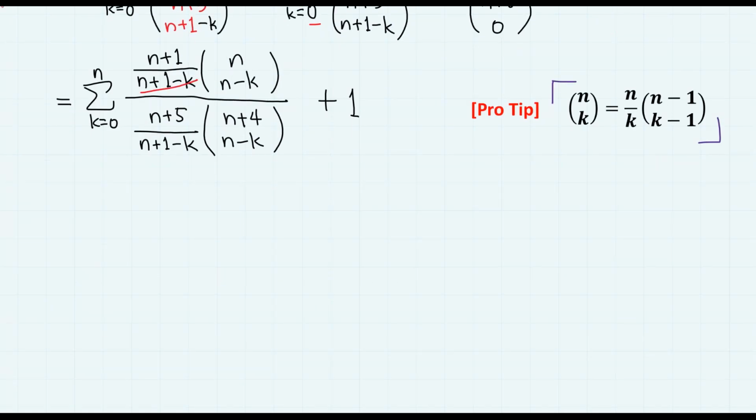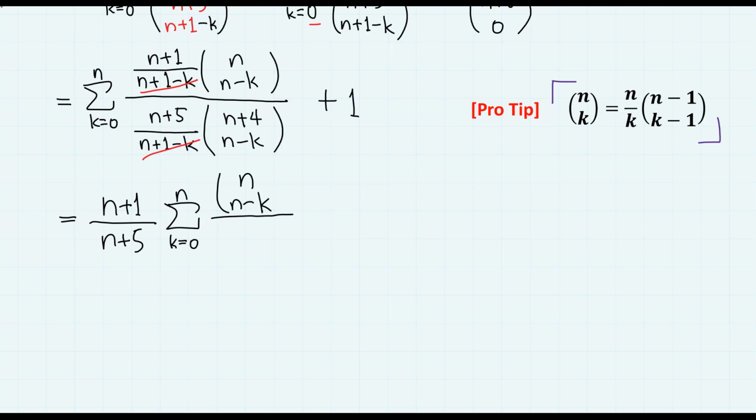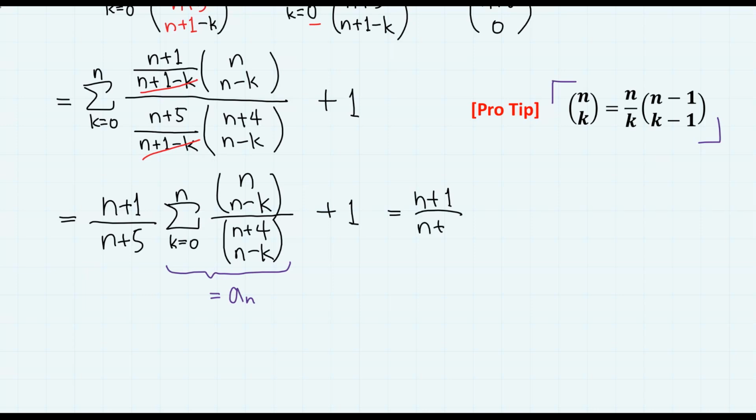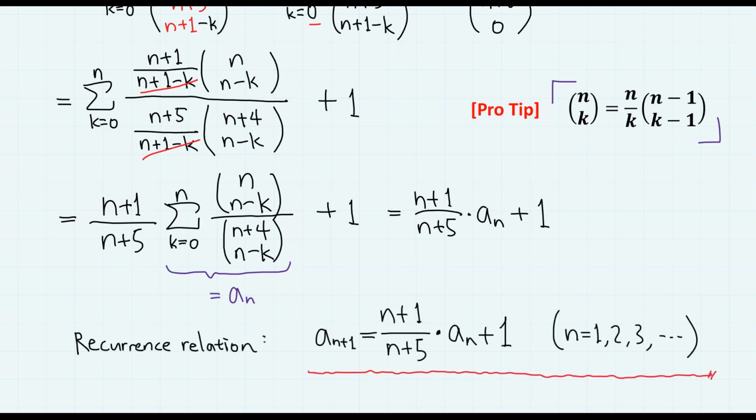In here, these parts containing k cancel out each other, so n plus 1 divided by n plus 5 can come out to the front, then sigma n choose n minus k divided by n plus 4 choose n minus k, then plus 1. Notice that this part right here is equal to a_n, so we have n plus 1 over n plus 5 times a_n plus 1. So this is our recurrence relation.